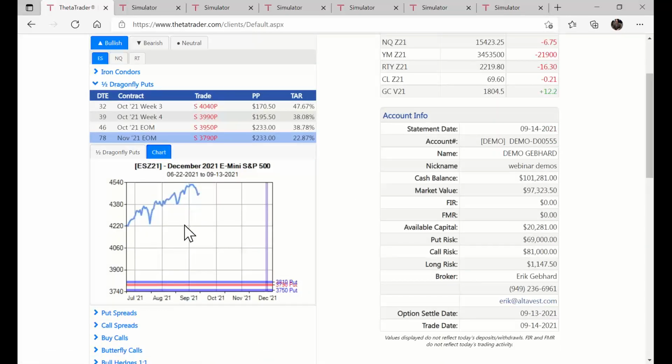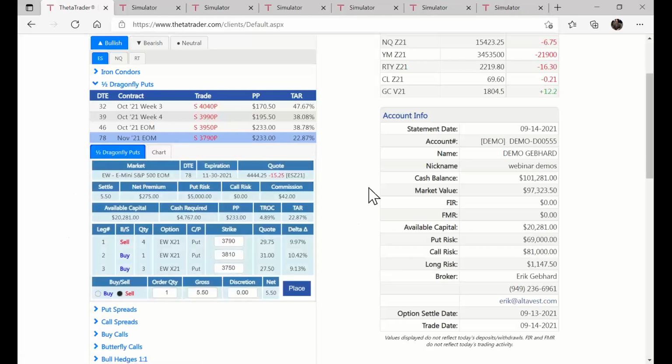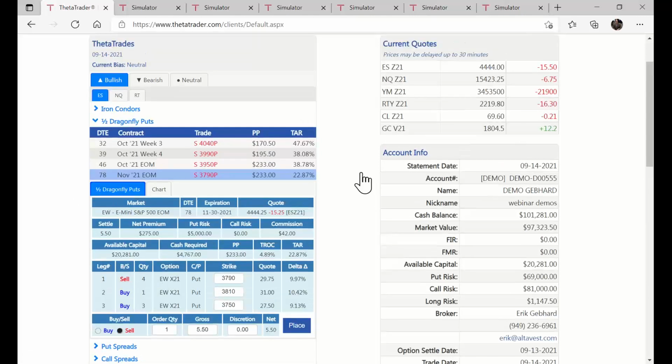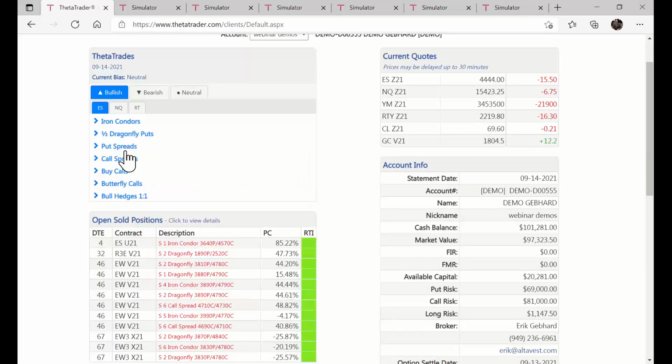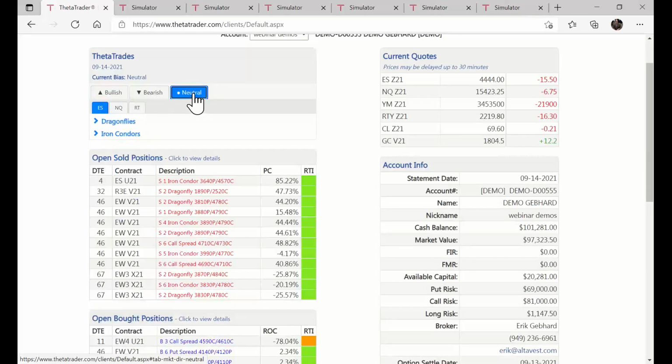So if you were somewhat neutral to bullish, then you could place just the put side of a Dragonfly. That's what that looks like. That's fine too. People like to do that. But in other words, you can really mix and match this and have a lot of fun with it too. But the bread and butter, I think a lot of times, is really the Dragonfly, and you can kind of fill in with the allocation with your portfolio, maybe some condors as well. So there you have that.